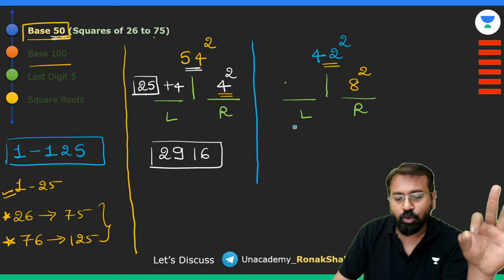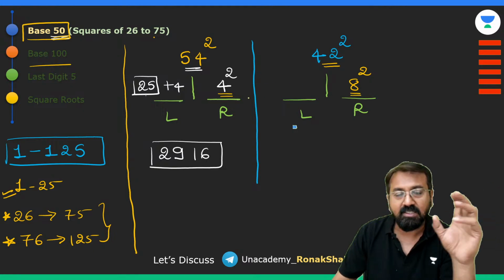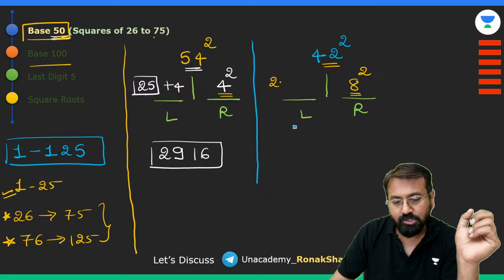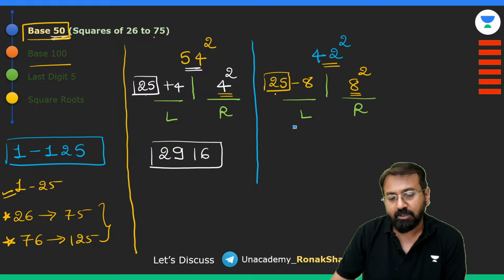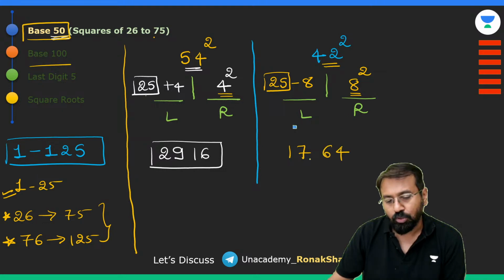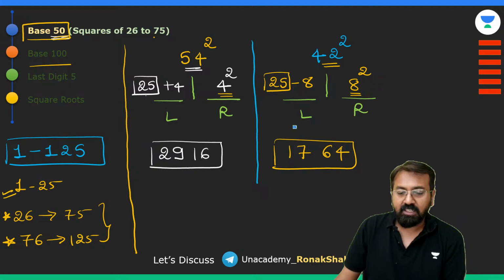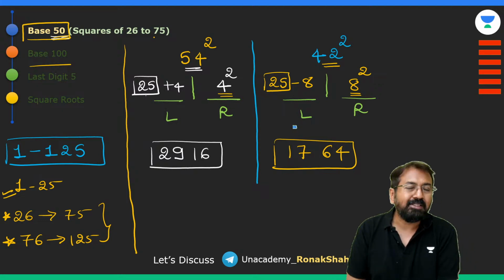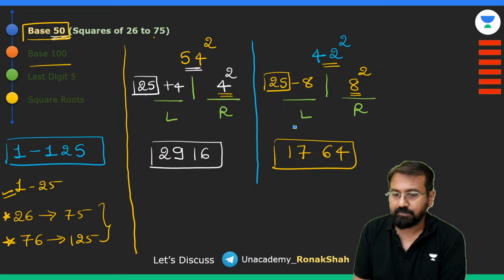And in the left part, once again, 25 will come in the picture. You need to subtract this 8, which is the deficit, from 25. Because there was a deficit, you will subtract that much from 25. So your left part will be 25 minus 8, that is 17, and 8 square is 64. So 1764 will be the square of the number. Everyone, are you all clear with this? Just confirm once in the chat box. Yeah, so this is how you can quickly find out squares of the numbers.